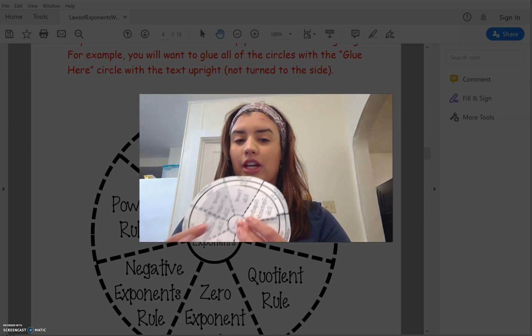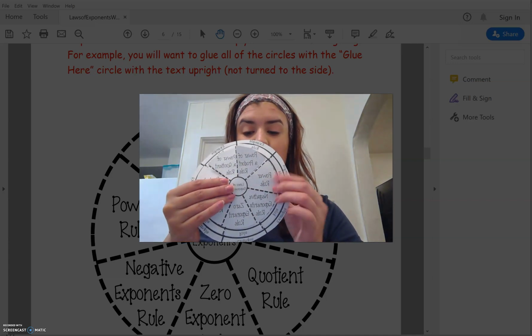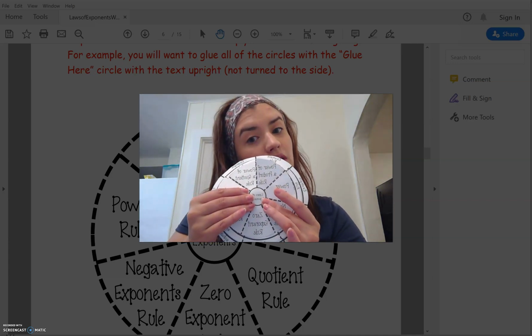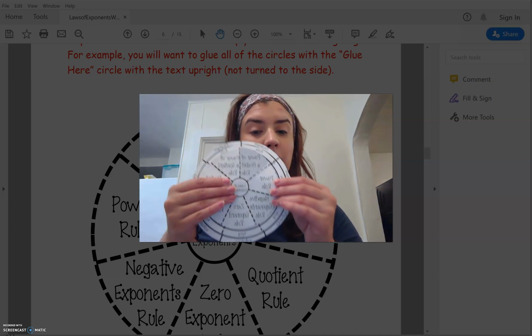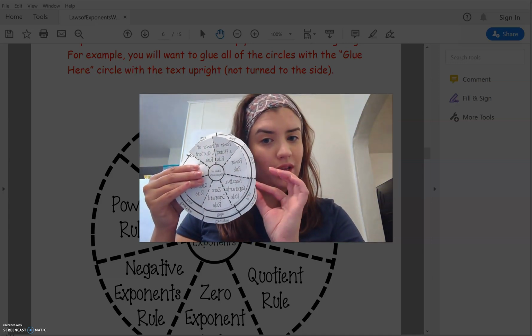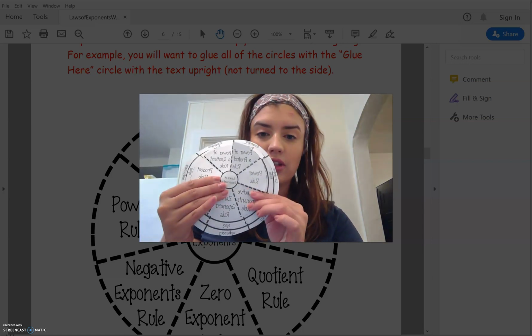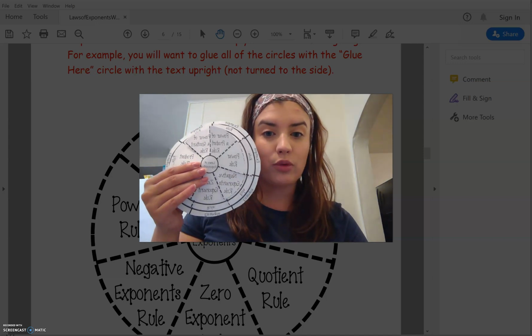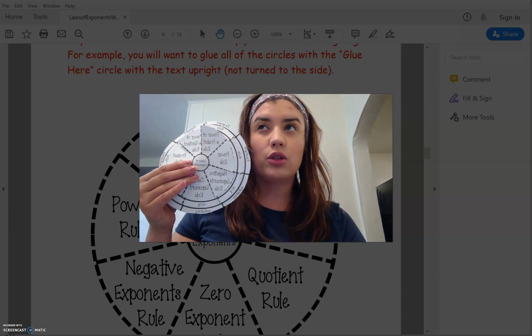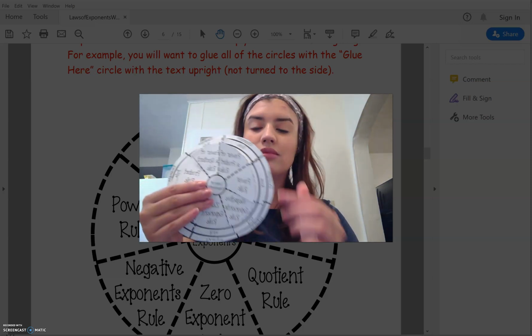So this is what your end product should look like. You can color it, you should glue it, you can staple it if you want to, I don't care. But also coloring is fun, so feel free to color after you do your examples. But yes, so this is just a little tool that's going to help you review lessons 3 through 5.